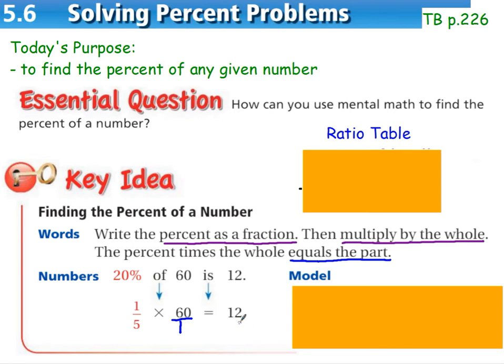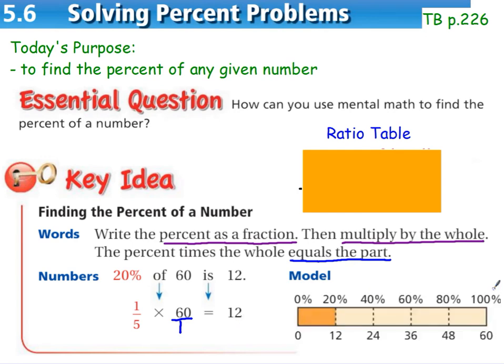Now, I want to show you how you can solve this another way. We can also use a model. Right here I have an example of a double number line. On the top I have the percents, and on the bottom I have the corresponding numbers. We know that the whole is always going to be 100%. And in this case, we know that the original number we're starting with is 60. So 100% in this case is equal to 60. I want to find what 20% is.